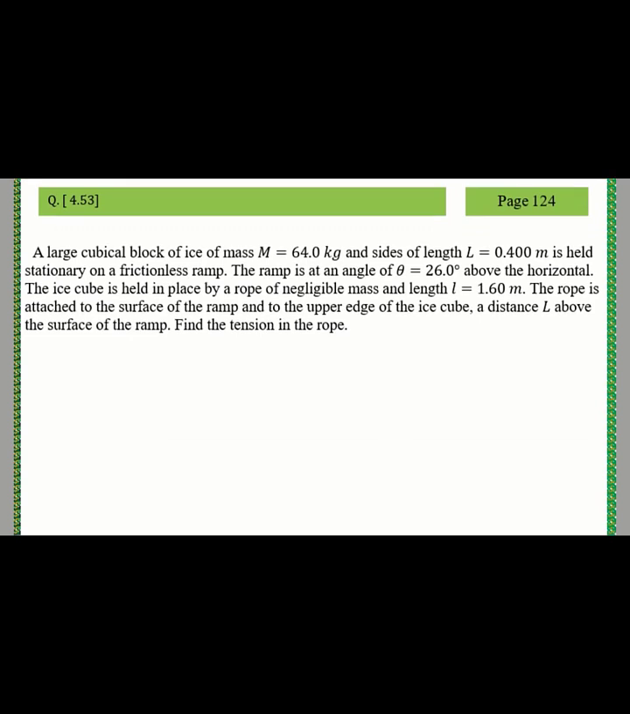Still at question 17. We have here a question. A large cubic block of ice of mass m equals 64 kilograms and sides of length 0.4 meter is held stationary on a frictionless ramp. The ramp is at an angle of theta equals 26 degrees above the horizontal. The ice cube is held in place by a rope with negligible mass and length L. The rope is attached to the surface of the ramp and to the upper edge of the ice cube at distance L above the surface of the ramp. Find the tension in the rope.